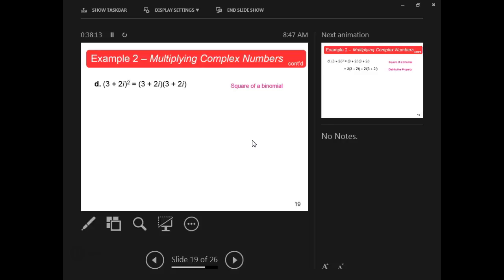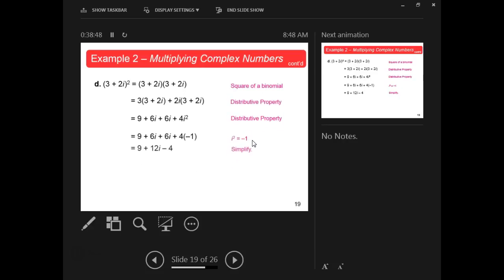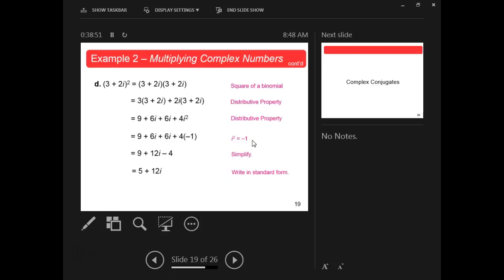Okay? How about this one? Now, 3 plus 2i squared means 3 plus 2i times 3 plus 2i. So what would that be then? 9 plus 12i. One more term. Minus 4. 9 minus 4 is 5 plus 12i. You got it. Okay? Takes them a long time to get there, but they got it as well. 9 plus 12i. Very good.